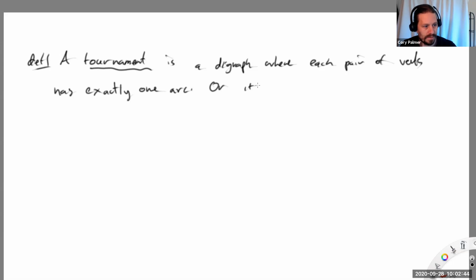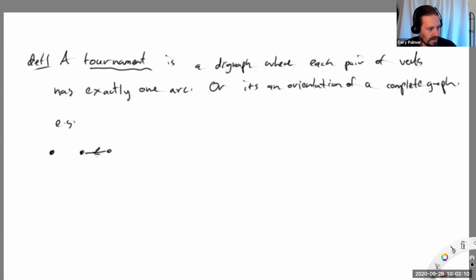That's the same thing as what I've described here. It's an orientation of a complete graph, partly to remind us of that definition. Take a complete graph, look at every edge, and orient it one way or another. Okay. So we can look at a few examples here. The single vertex is not too interesting as a tournament. A single edge has only one tournament. Yes, I could orient the reverse direction, but it's the same graph, unless we're talking about labeled, but we typically aren't talking about labeled for tournaments.